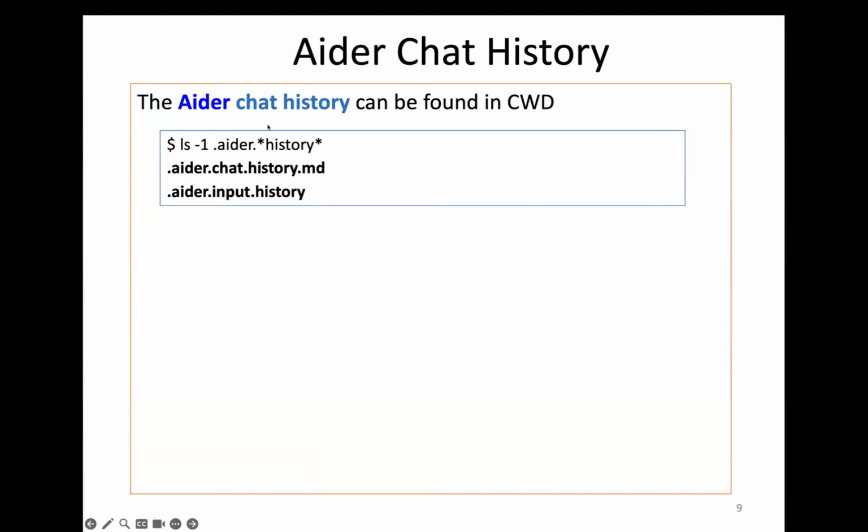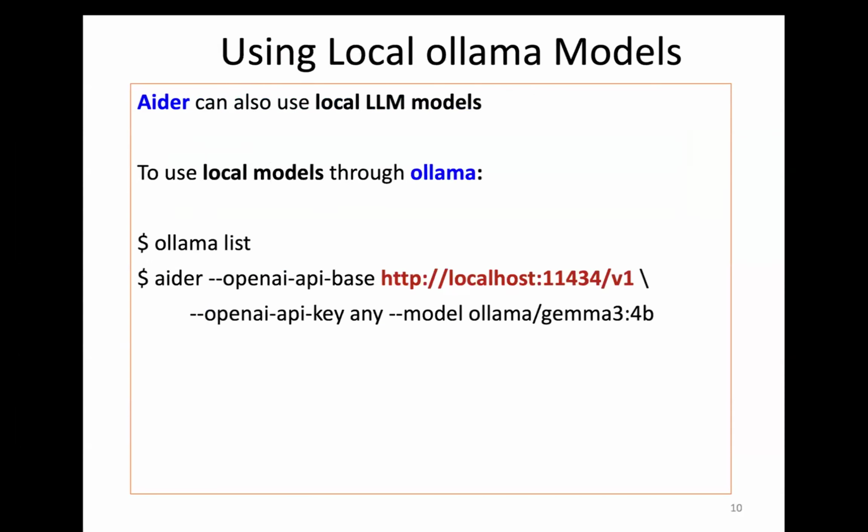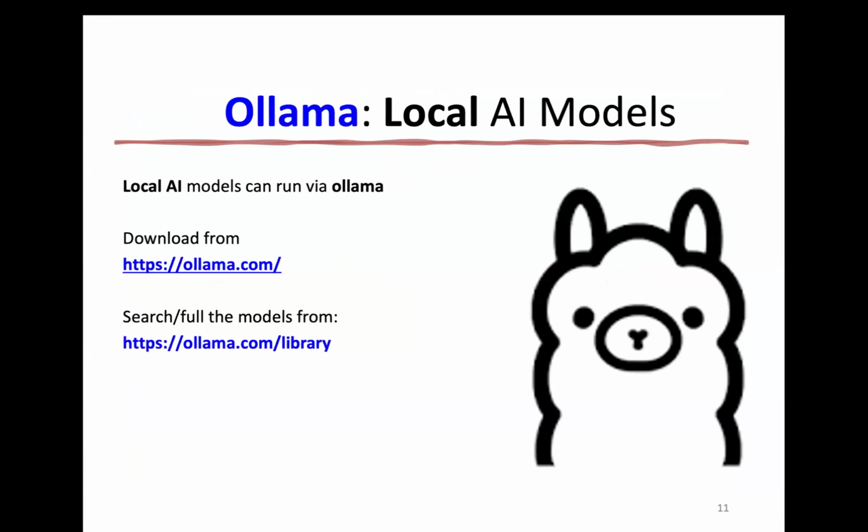It will be saved in your current directory as two files. One is your input history, and one is the chat output history. Both are in markdown format. And for the local AI model, you can use Ollama. Yeah, this is an example of how to use the local Ollama model.